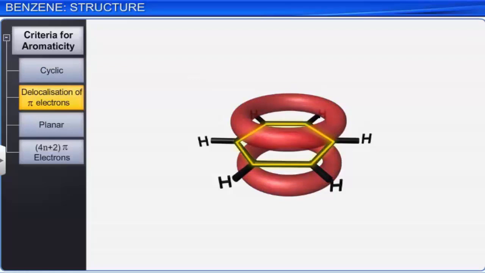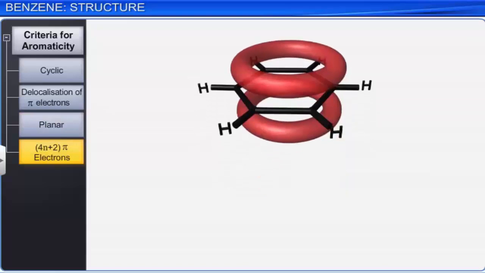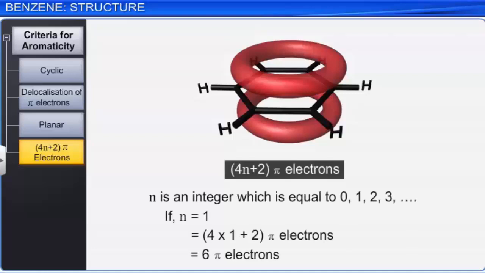Therefore, for a molecule to be aromatic, the ring must be planar. Now, let us look at another essential property. For aromaticity, a cyclic compound must contain a total of 4n+2 pi electrons, where n is an integer, which can be equal to 0, 1, 2, 3, and so on.